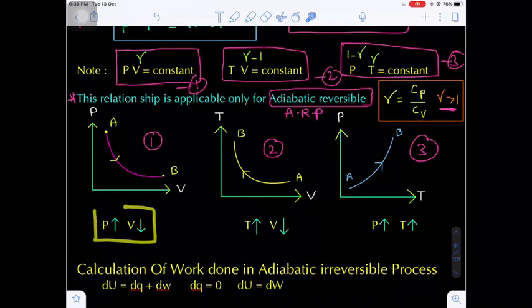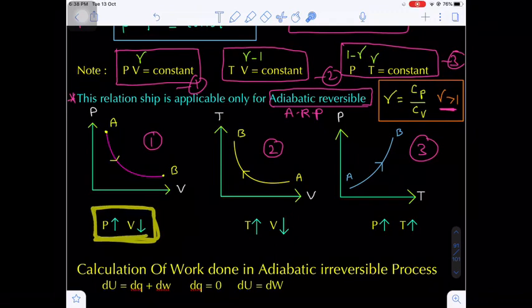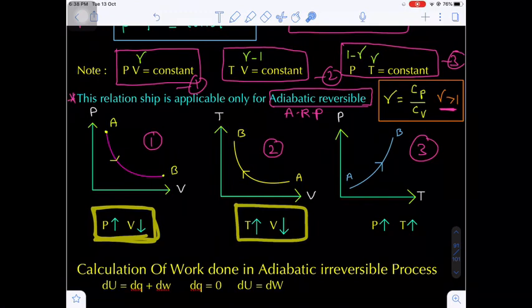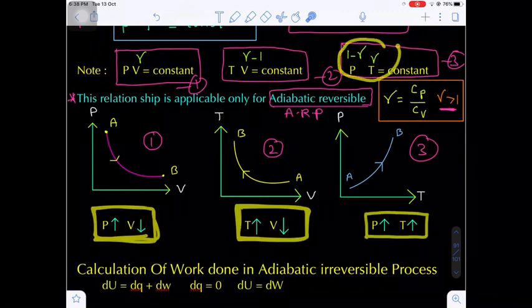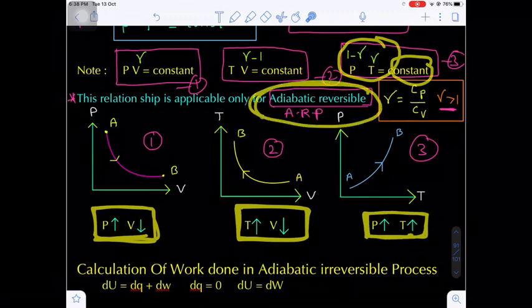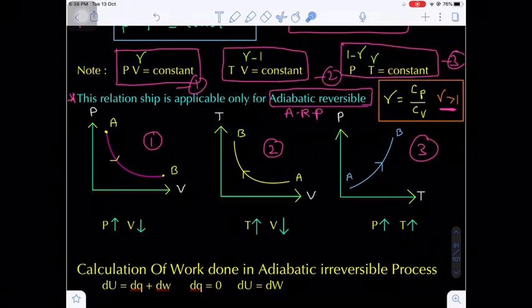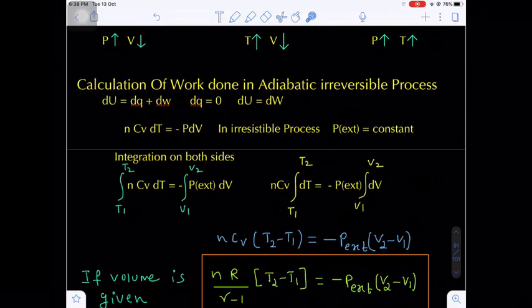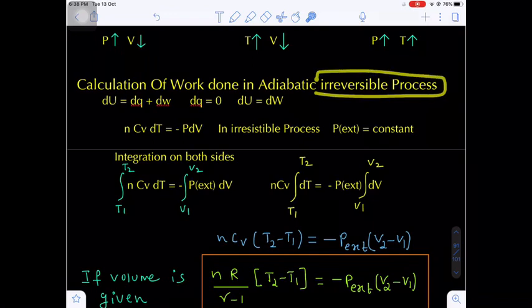Remember, what is the relation between pressure and volume? PV to the power gamma is constant. That means pressure and volume are inversely proportional. What is the relation between temperature and volume? T V to the power gamma minus 1 is equal to constant. That means temperature and volume are inversely proportional. And what is the relation between pressure and temperature? P to the power 1 minus gamma into T to the power gamma is equal to constant. That means pressure and temperature are directly proportional. So these three relations are exclusively valid for an adiabatic reversible process. Okay. Now, how to calculate the work done in an irreversible process?